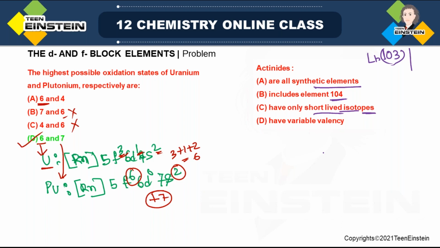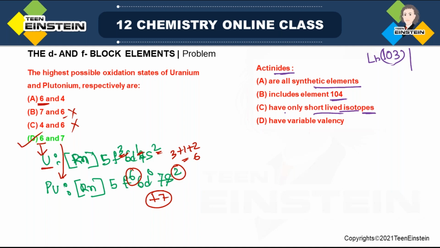Okay. Now see here, actinides. If we make the full statement, it is saying actinides have only short-lived isotopes. So it has the meaning as if all the 14 or 15 elements have short-lived isotopes, but that is not correct. Only in the last part, that is in the second half, the members that are present are actually short-lived.